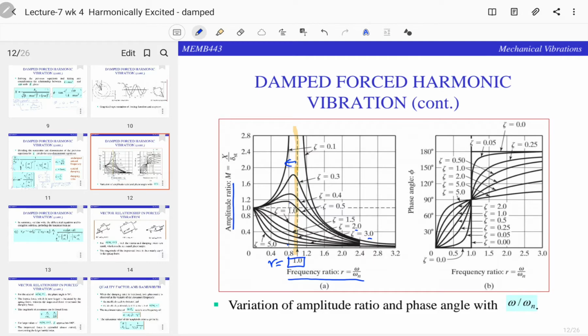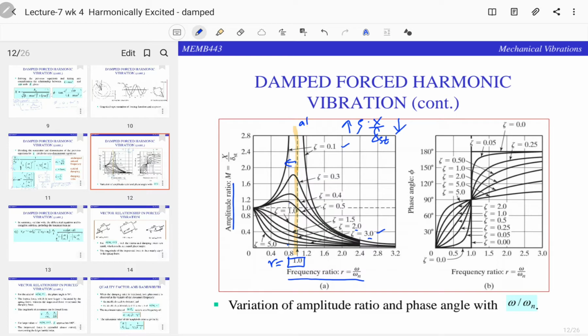So what it says basically is, as you increase the damping, what happens to the peak, class? The peak goes down. So basically the amplitude ratio, x over static deflection, goes down at r equals 1.